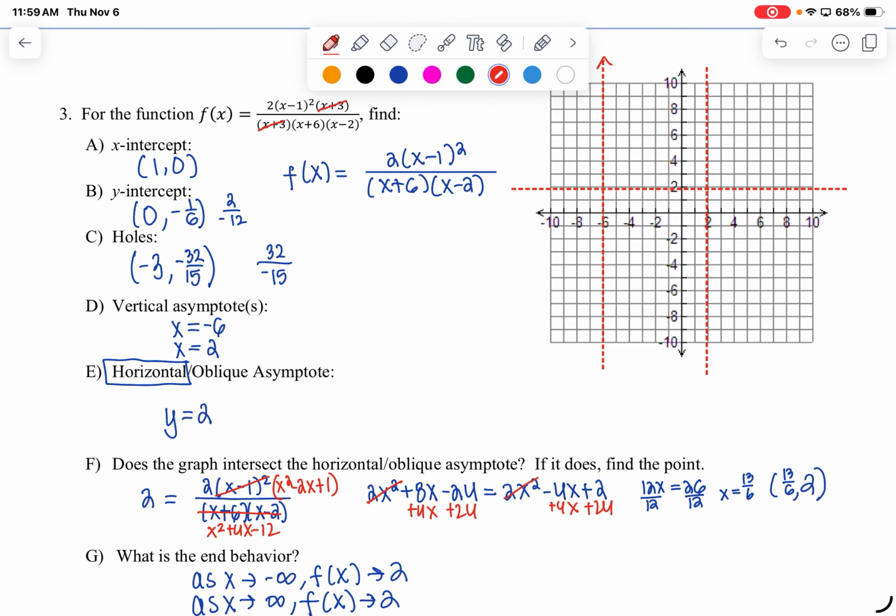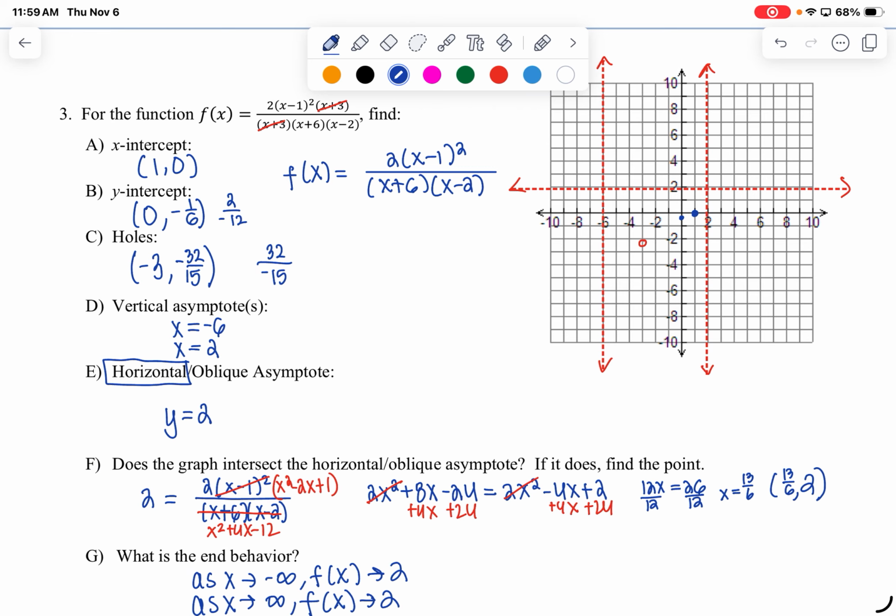Arrows on the end to show that they go on forever and ever. All right, any holes in the graph? Yes, hole at -3, -2, and 2/15. So right about there. Okay. All right, y-intercept 1, 0. Sorry, x-intercept 1, 0. Y-intercept 0, -1/6. And that's all I got.